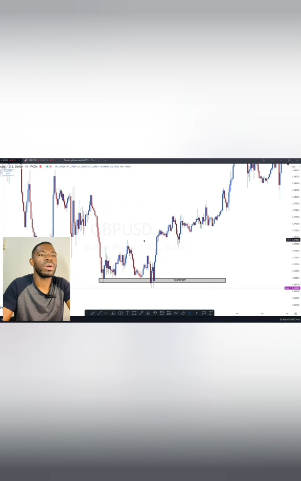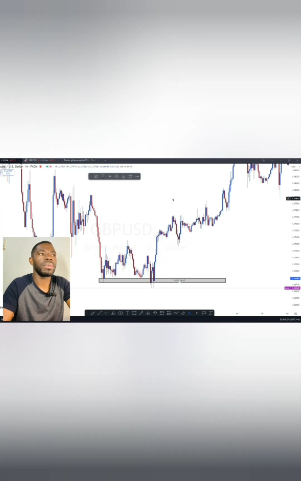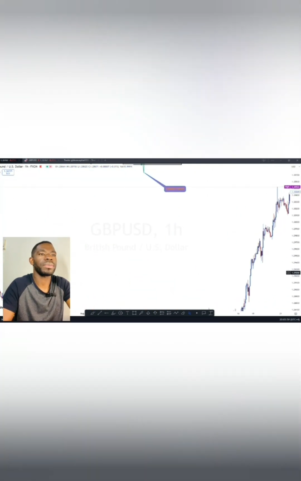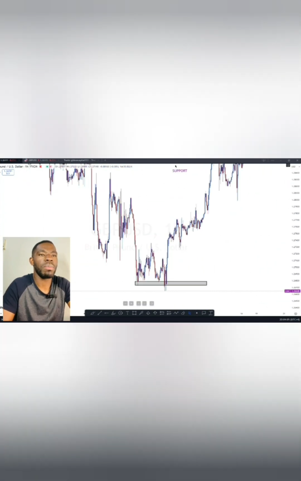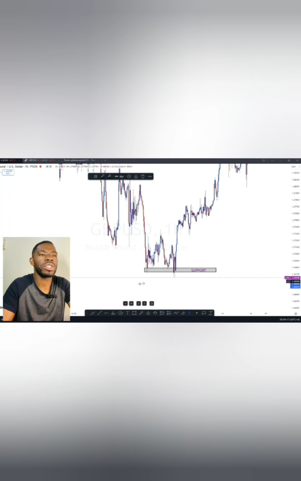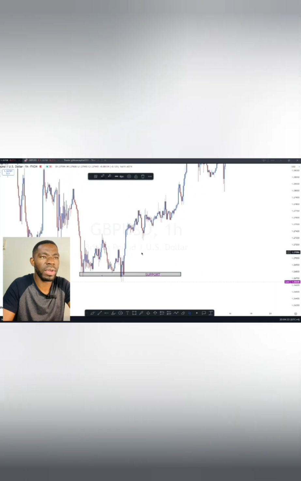Hold on a second. So I'm just going to import this. Okay, this is our support area here, because there's a first touch over here, and then this area here touched also. Then the price returned. This is a previous support area.